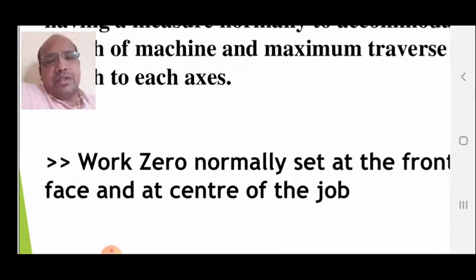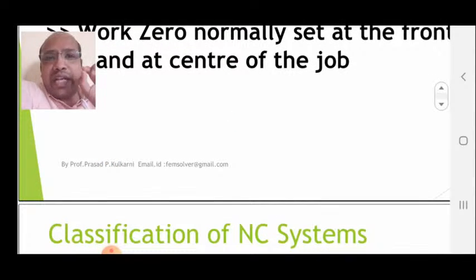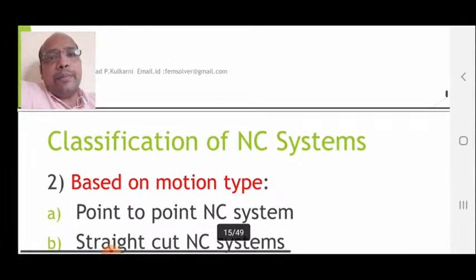Sometimes in examinations we are asked to write a part program, but the work 0 is not defined, so we have to assume this work 0. So you can take work 0 at the front face at the center of the job, or you can take it at any place on the work. So work 0 you must assume on the surface of the workpiece itself. So work 0 is important to write a part program. It is a reference position to define coordinates in a part program.